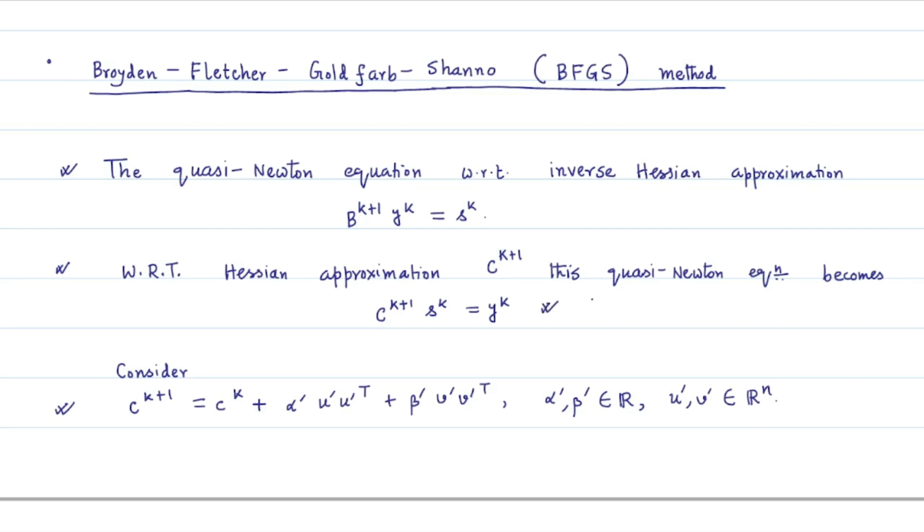Now we recall here the formula for the DFP method. In the DFP method, we had this equation and we had the update formula for Bk plus 1, an expression which is exactly similar to this one, where Ck is replaced by Bk, and alpha dash, u dash, beta dash, v dash are replaced by alpha, u, beta and v, right? So similar to the derivation of the DFP update formula, we can get possible choices of alpha dash, beta dash, u dash and v dash just by interchanging the roles of yk and sk in the DFP update formula.